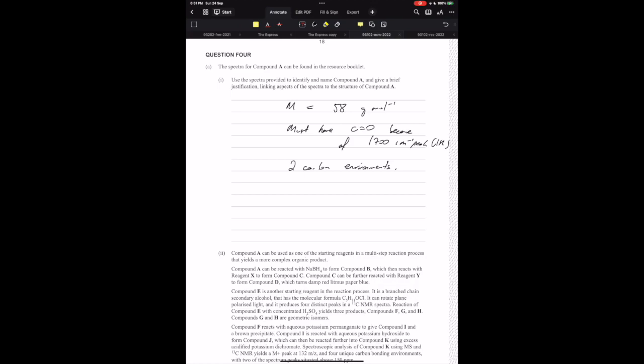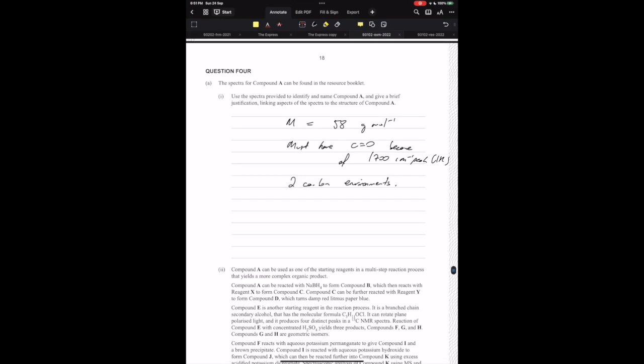So it's possible to consider maybe an aldehyde, perhaps something like this, CH3, C double bond OH. This would have two carbon environments. But if we add up the molar mass for this, we get 44 grams per mole, so we're missing a few atoms. Let's consider a different option, with an extra carbon atom because we want to increase the molar mass. Perhaps this. But this wouldn't work. The molar mass does sum to 58, but it has three carbon environments when we know it only has two.